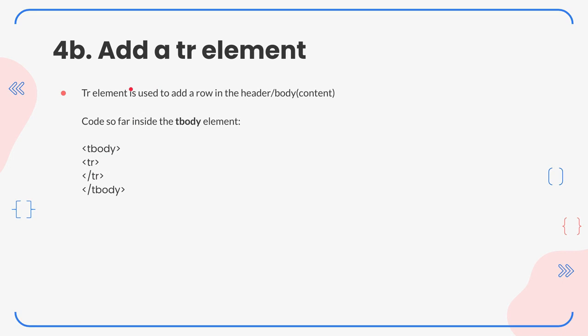And now we're going to have to add a tr element. That element is used to add a row in the header or the body content. And this is the code so far inside the tbody element. So the tbody, and the tr is inside of the tbody tag.